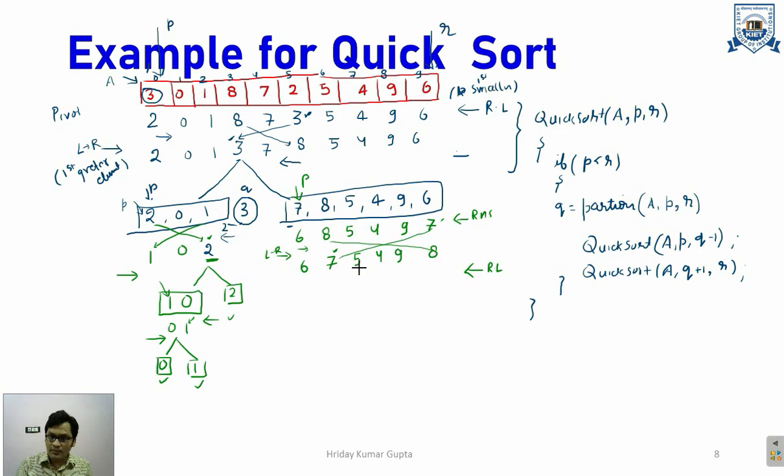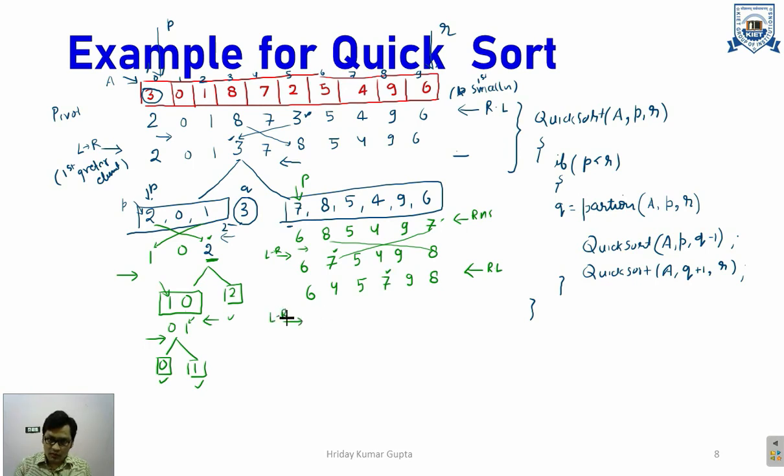Now here, looking for a smaller element. 8 is smaller than 7? No. 9 is smaller than 7? No. 4 is smaller than 7? Yes. So I am going to exchange this one. 4 is this one, 7 is here. See, this is 5, 9 and 8. Where is the pivot? This is the pivot.